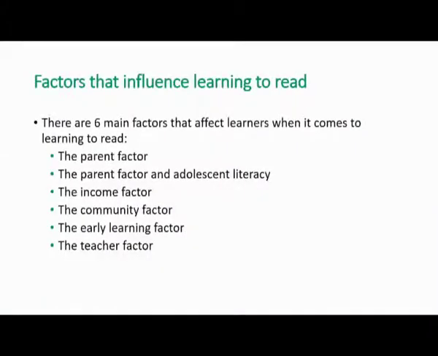Then there's different factors that influence a learner's learning to read. So there's the 6 main factors, which is the parent factor and adolescent literacy, the income factor, the community factor, the early learning factor, and the teacher factor. So you need to be able to not just list these, but describe what we mean by the parent factor having an influence on a learner learning to read, or the community factor having an influence.